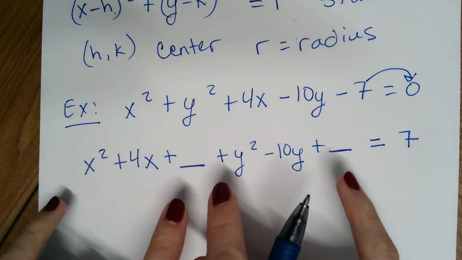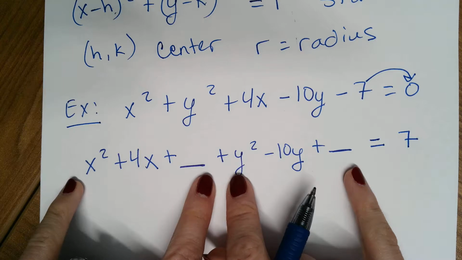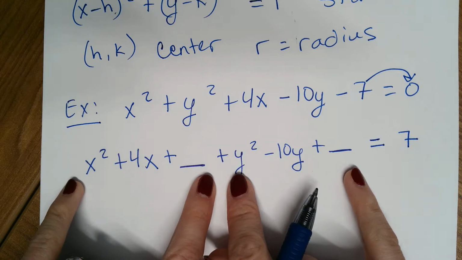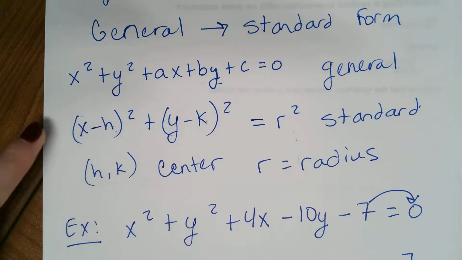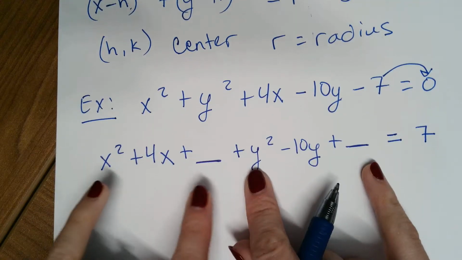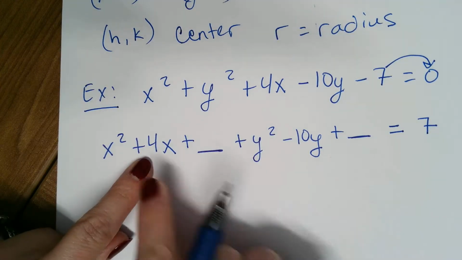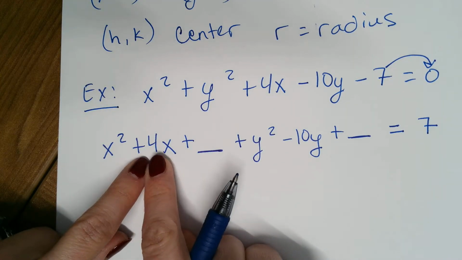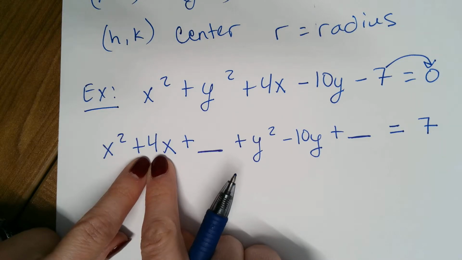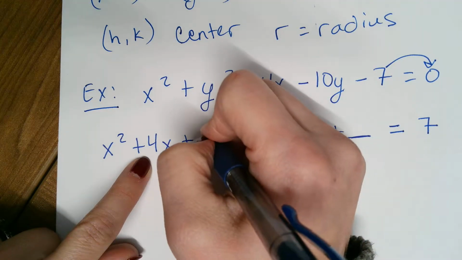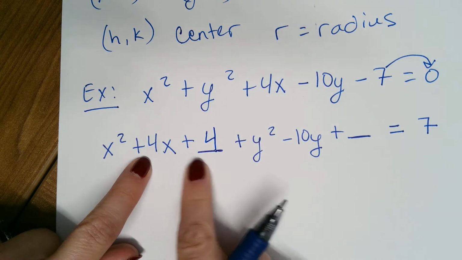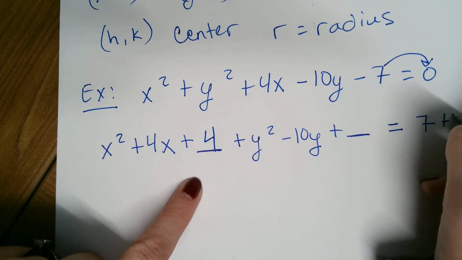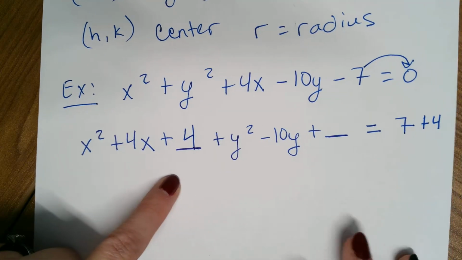Now, our goal here is to make perfect square trinomials with our x's and y's so that we can condense them back into that squared form. So I'm going to look at first my x's, and I'm going to take the b value, the number that's in front of x, cut it in half, so half of 4 is 2, and then I'll square it. So 2 squared gives me, coincidentally, 4. So I'm adding 4 to the left, I need to add 4 to the right.